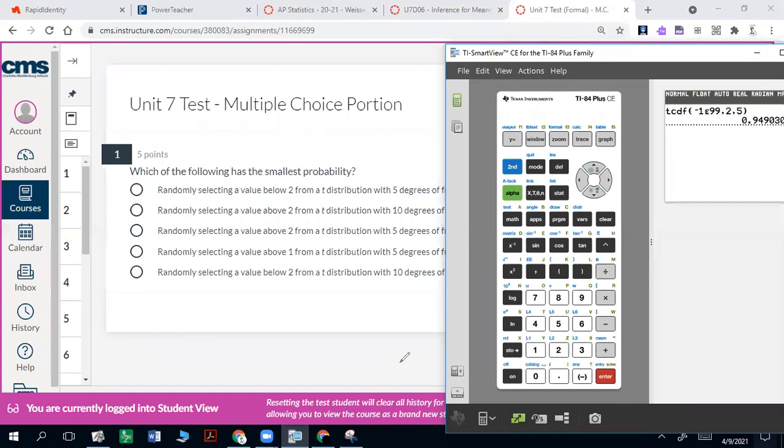So let's write that out there, 0.949. And then just do the next one, randomly selecting a value above 2. That's going to change the way you input it. You would do 2nd VARS tcdf, but this time you want 2 to be lower, and you want your upper to be infinity. This is going to be 10 degrees of freedom. So let's take a look at that. And that's pretty small, 0.0366.